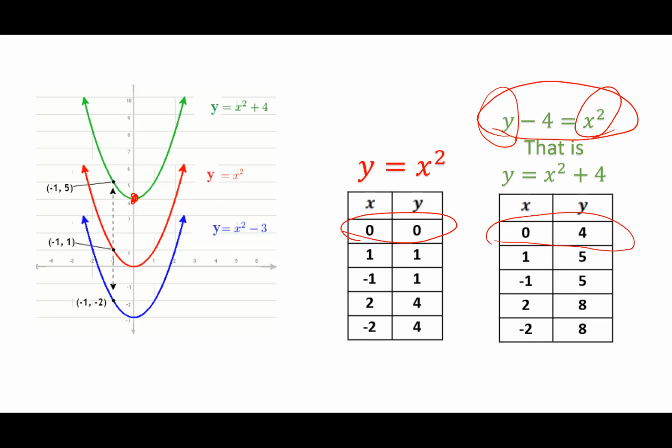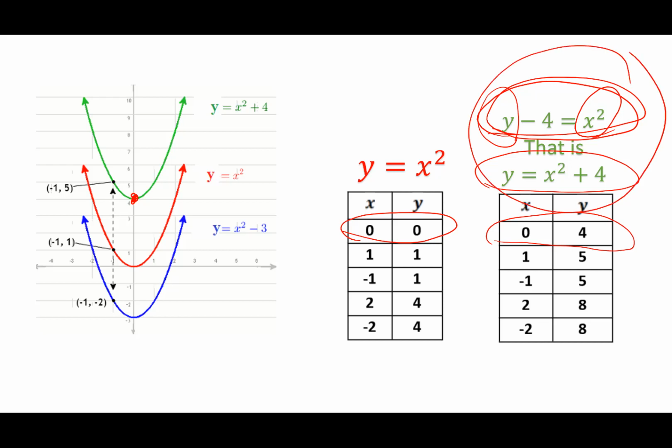The function has moved up 4 units. But when you rewrite it, you are subtracting from y to make the function move up. When you move that 4 over to the right side of the equation, you're actually adding 4 to the right side, and that will move the graph up. So I hope that you get the hang of what's happening there.